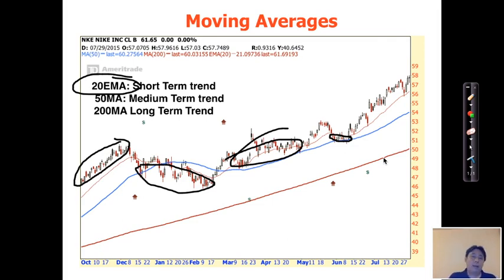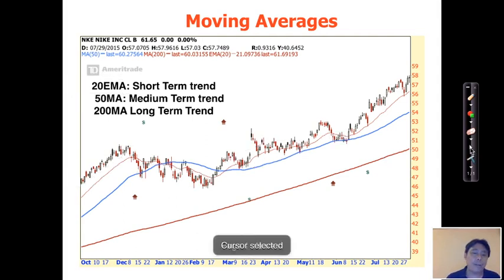Of course, the ideal time to go long is when all three trends are going up. Short-term uptrend, medium-term uptrend, long-term uptrend, all trends are going up. That is the best time to go long. Similarly, if you want to go short, the best time is when all three trends are going down: medium-term downtrend, long-term downtrend, short-term downtrend as well. I call this the EMA fan pattern.